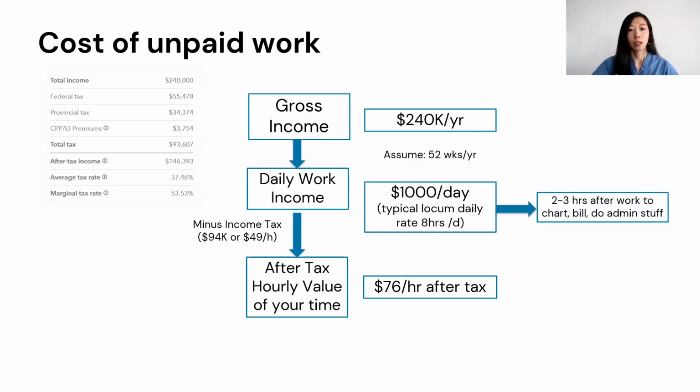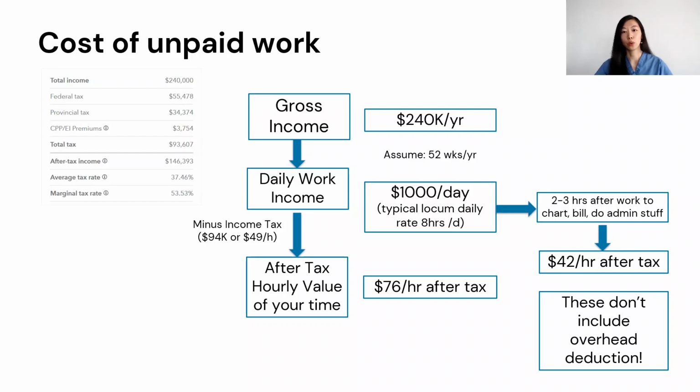However, let's say you spend a lot of time doing all of that unpaid work that I talked about in the last slide. You spend 2 to 3 hours after work just charting, billing, and doing the admin stuff like I did. That comes out to be about $42 after tax, and this doesn't even include overhead deduction. I wanted to give this concrete example because when we graduate, we spend a lot of time trying to figure this out, since we never really learned it in residency.